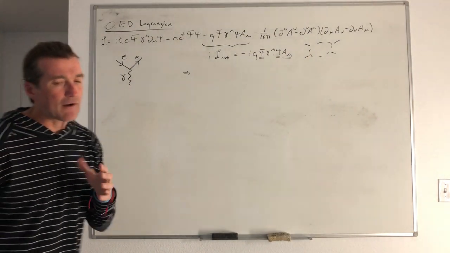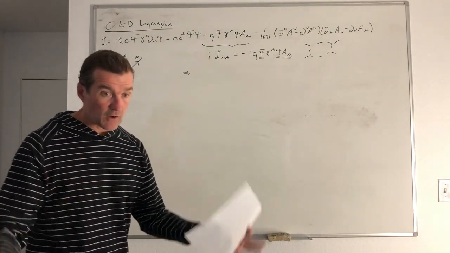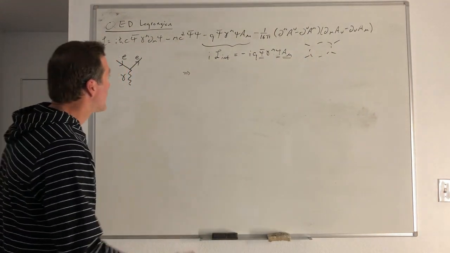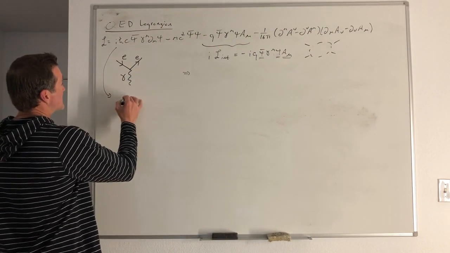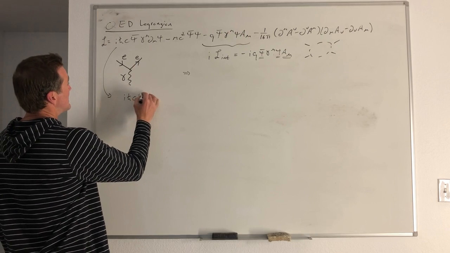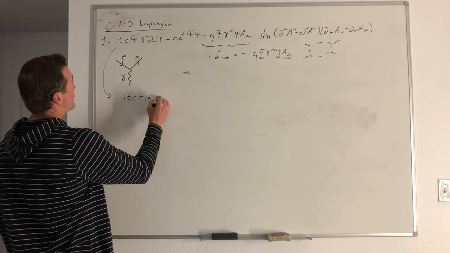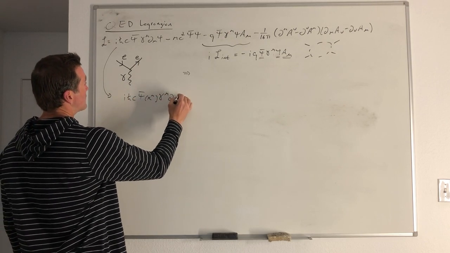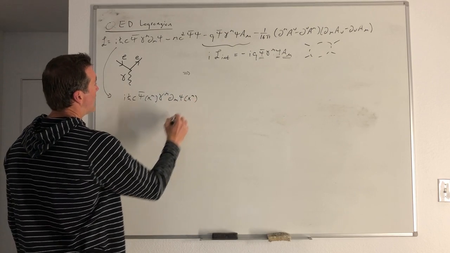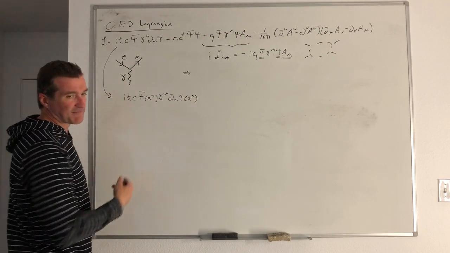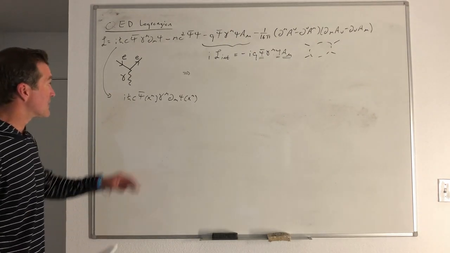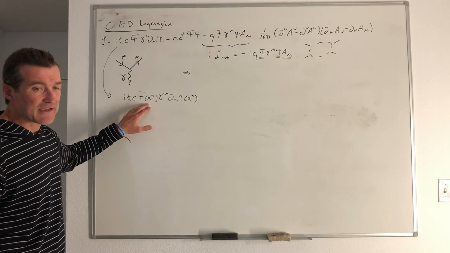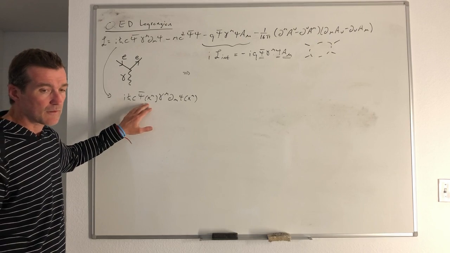Look, if I were really notationally crazy, I would take this term and write it like this: I h bar c psi bar, which is a function of where you are, times gamma mu times D mu times psi, which is a function of where you are. Anytime something's written as a function of where you are, that's what a field is. A field is a function defined throughout space and time.